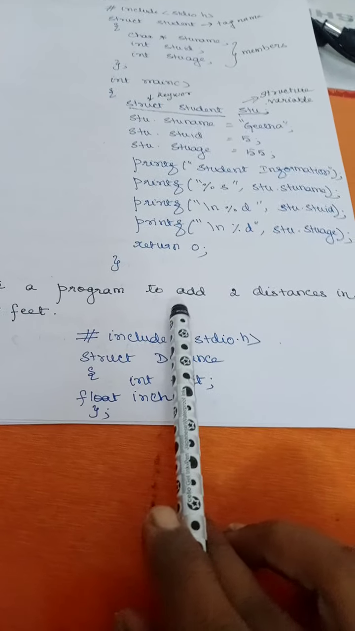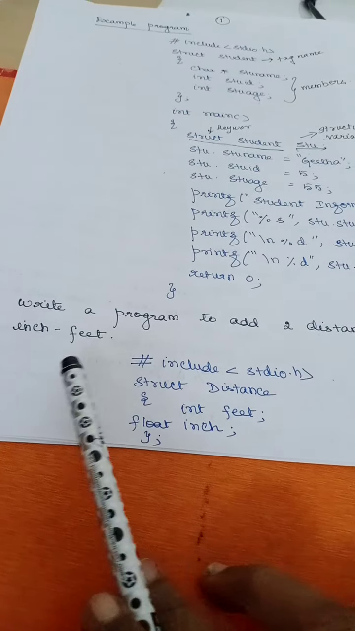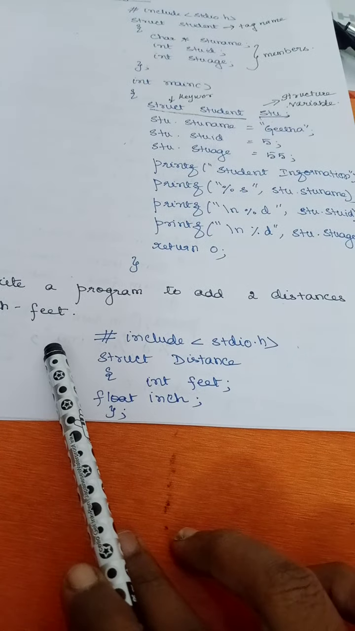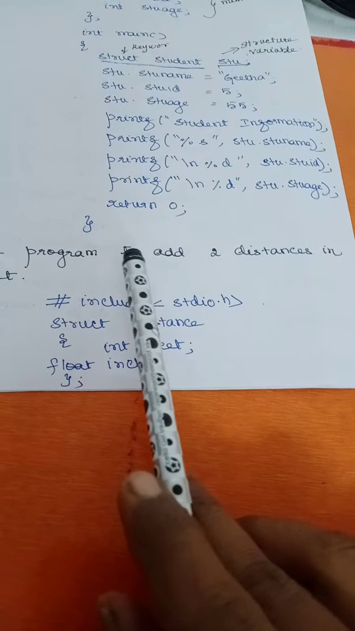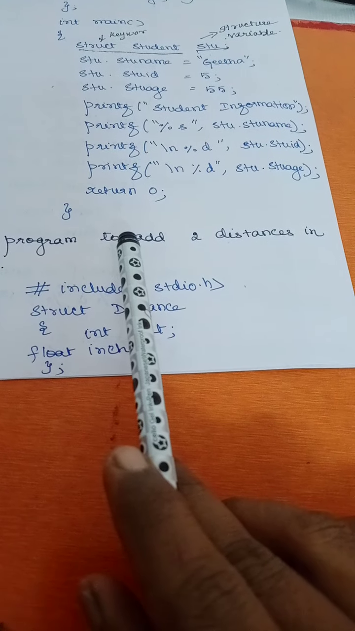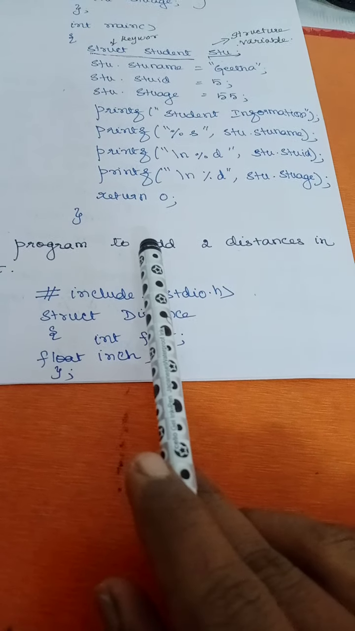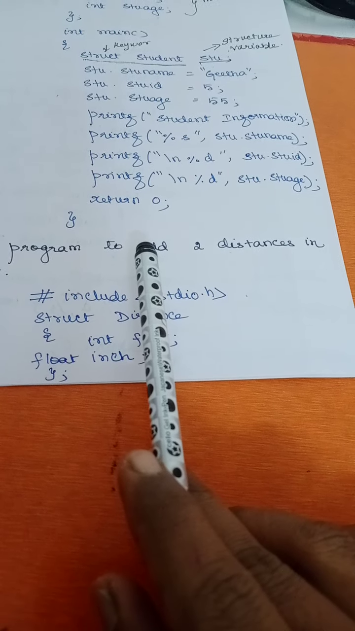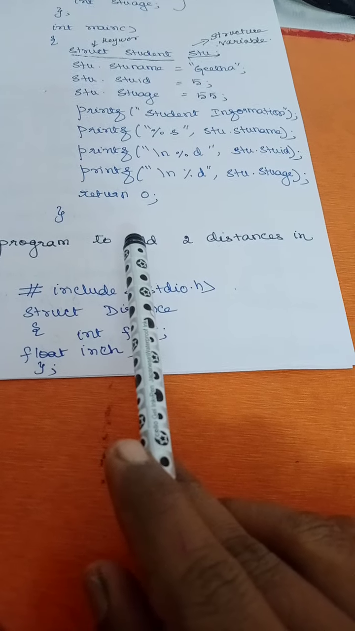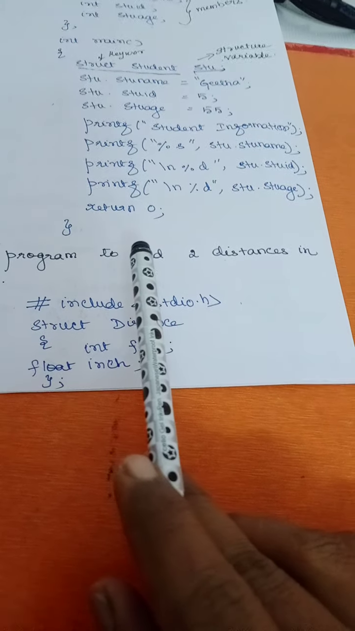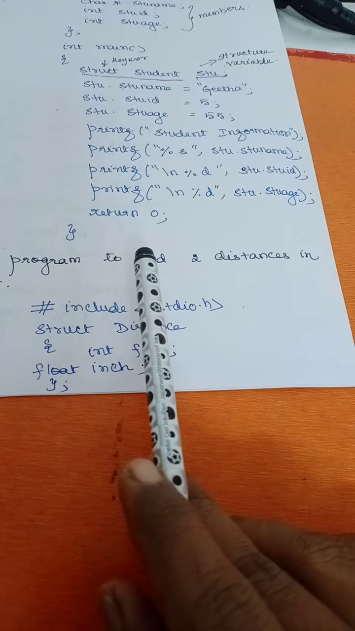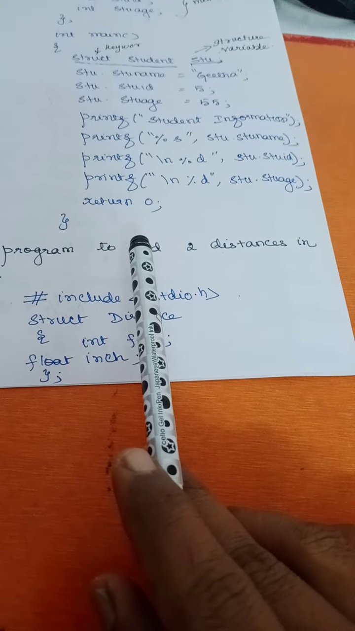Write a program to add two distances in inch feet, right? So I have two distances. The distances are given in terms of feet and inch. Now I need to add these two values. So generally if you want to add a distance that is represented with feet and inch, what you will do? You have to add feet separately and you have to add inch separately, right?